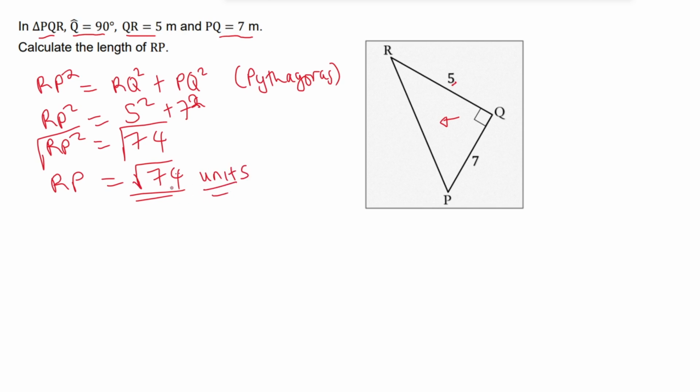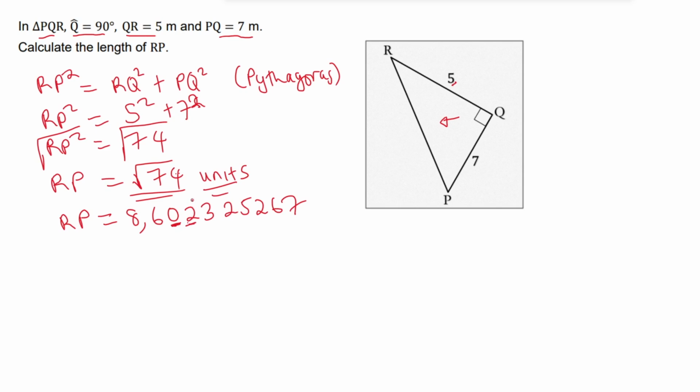Unless you are told to write your answer in decimal places, maybe they'll say to the nearest 1 decimal place or 2 decimal places, then you can use your calculator and find that square root of 74 is equal to 8.60232527 units.